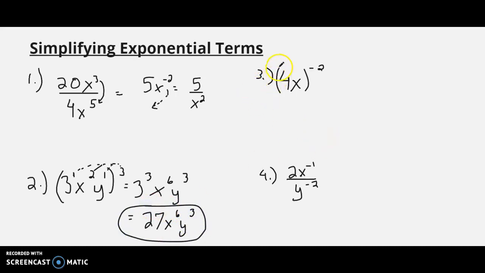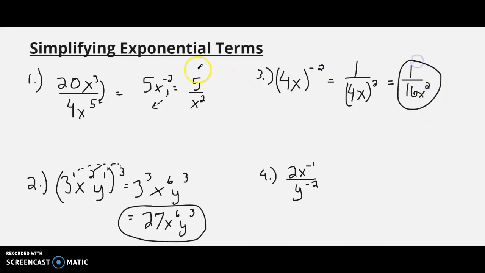Alright, look at number 3. There's our negative exponent again. We can make it a positive exponent by putting it in the denominator. We still need to square everything inside the parentheses there. 4 squared is 16, x squared, we just write x squared, 1 over 16x squared. Get all our answers circled here so we can identify them easily.